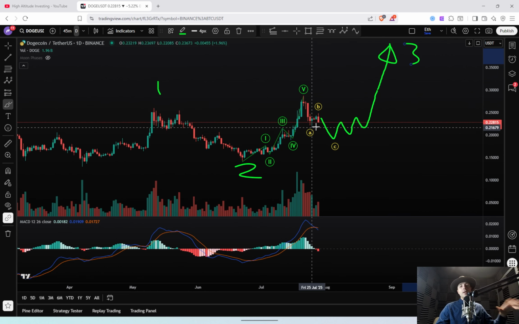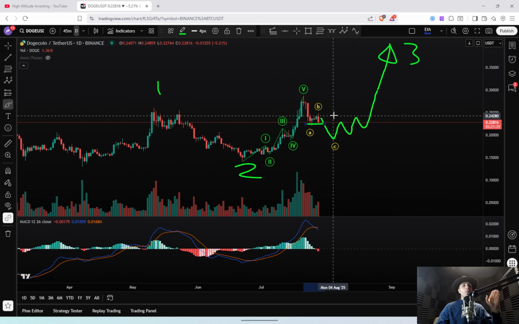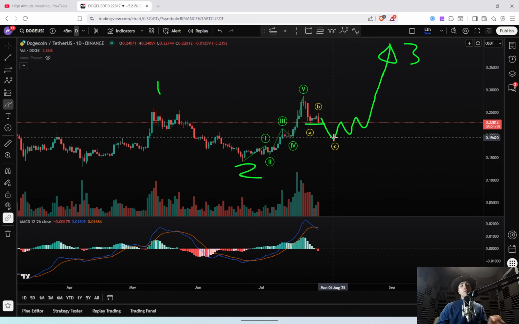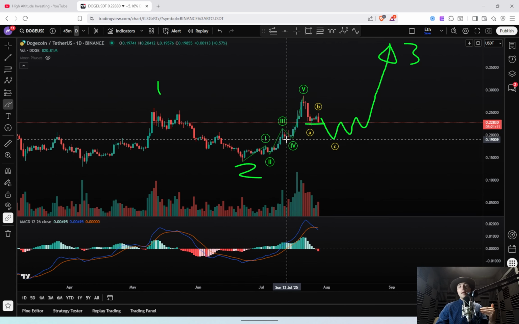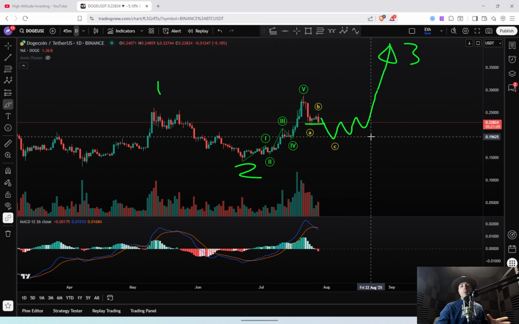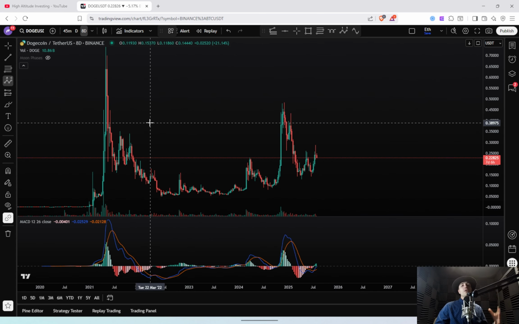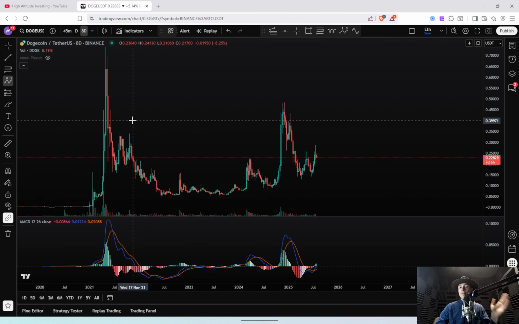So those are the 2 potentials. We could either find support right where we're at, reaccumulate and go higher, or go a little bit lower here, maybe towards 20 cents, 19, 18, somewhere around there, and find support in that area before going up higher for wave 3. Now, in the bigger picture, what's happening from an Elliott wave perspective is very clear and very simple.